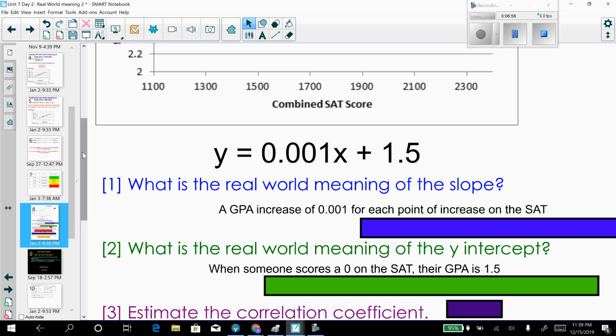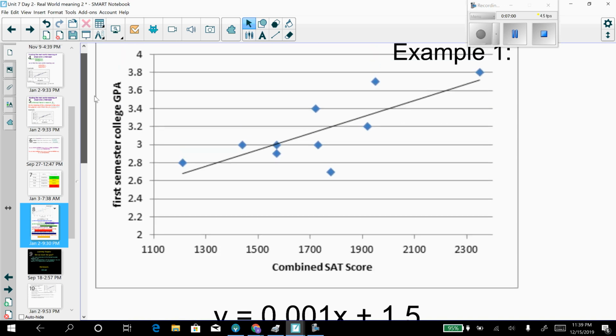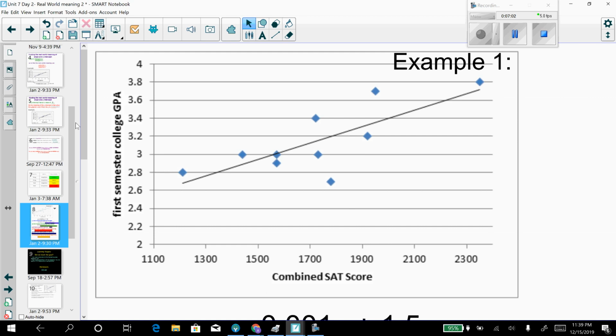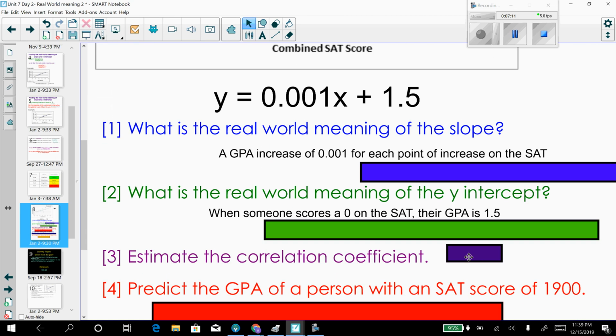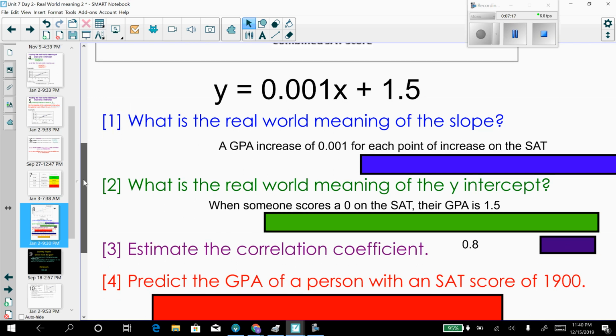Take a look at this. Let's go ahead and try and estimate the correlation coefficient. Seems pretty linear. It's definitely positive. Somewhat strong, I would say. So your correlation coefficient, I would say, is about 0.8. I think when I calculated it out, it was a 0.76, so that's pretty close to 0.8.